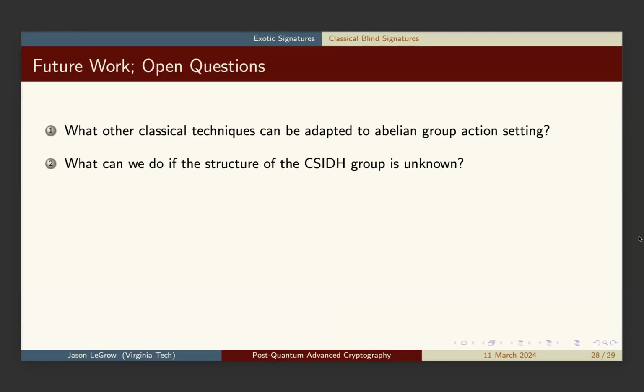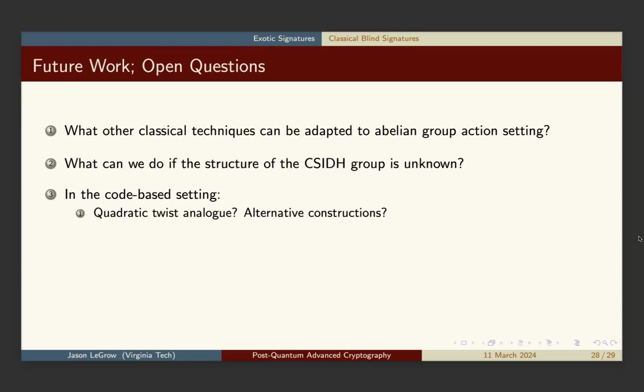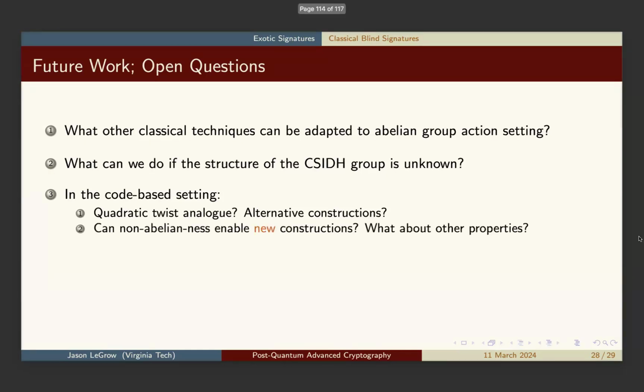What can you do with the group if the structure is unknown? Some of you may have seen the protocol SEASIGN. That is one of the few works that works when the structure is unknown. What about in the code-based setting? Is there a quadratic twist analog? What I said on the previous slide is that I'll just give you the twist. Every time you need the twist, just ask me for it and I'll give it to you. But is there a way to not do that? That would reduce the communication load by a factor of 2, which is pretty cool. Or some alternative constructions that don't need the twist.